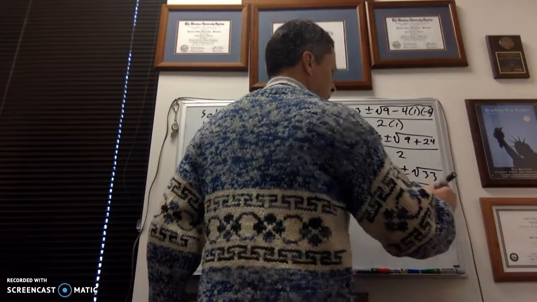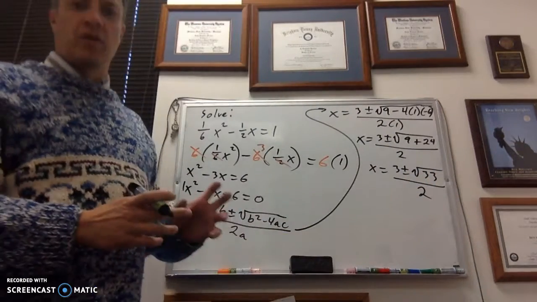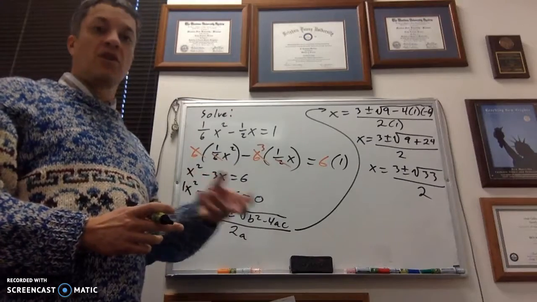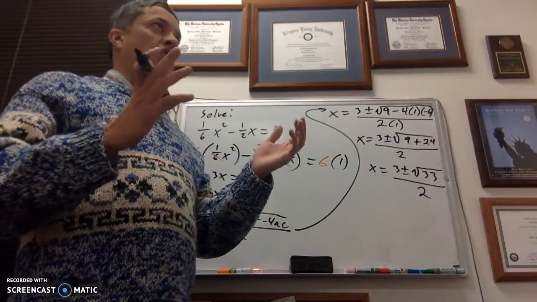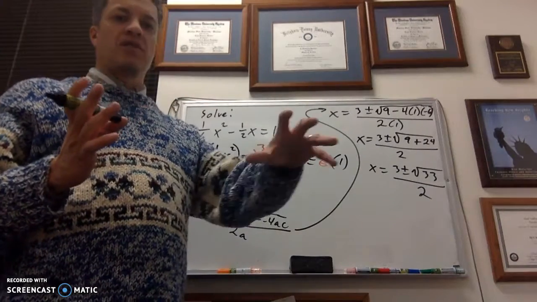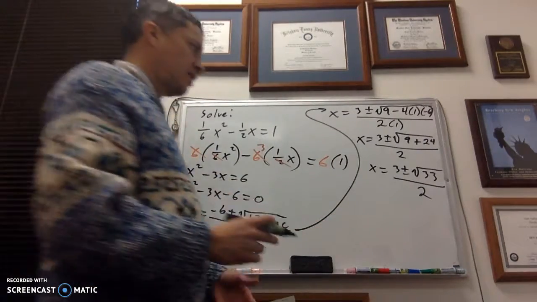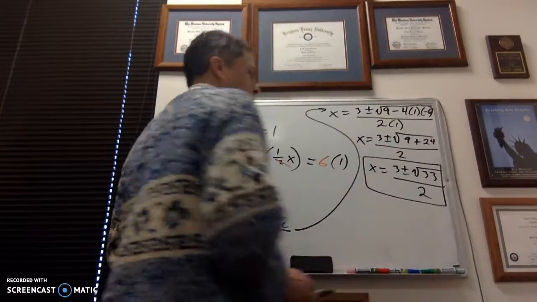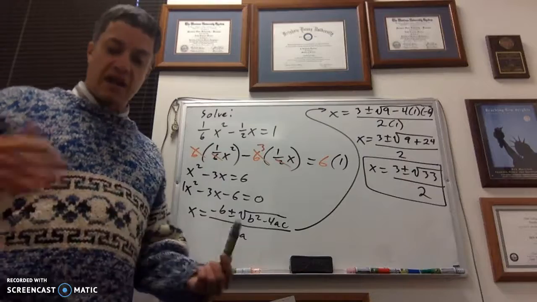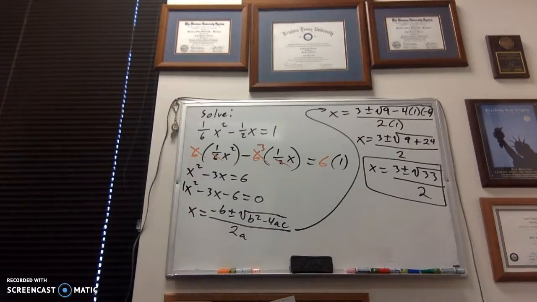All over 2. And if there was a perfect square that we could have pulled out of that square root of 33, we would have pulled it out. As it turns out, 33 prime factorized is 3 times 11, both of which are prime. There are no perfect squares to pull out of there, so that's going to be our answer. Right, and that's basically, in a nutshell, how to do the quadratic formula. That's all there is to it.